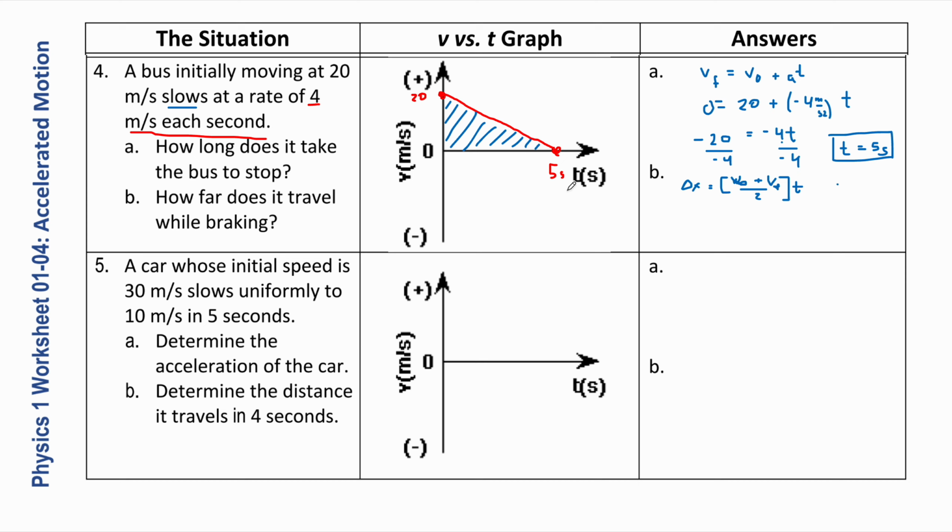I'm going to do the area. So 20 is the height, 5 seconds is the width. I shouldn't have written 5 over here. Let me remove that because it's already got the unit here. What's the area of that? Well, you can do 20 times 5 is 100 times 1/2. Delta x is going to be 50 meters. You would also get that same answer if you used either one of the two equations for delta x.